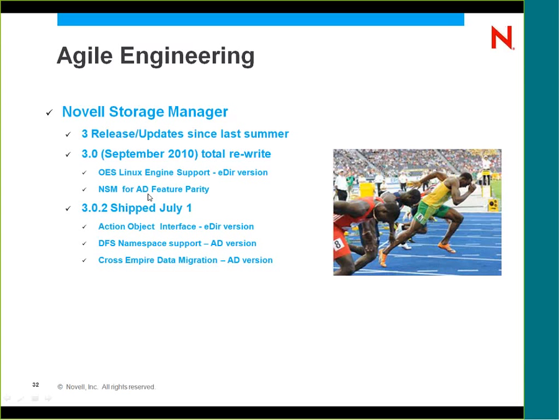Now, in July of this year, we just shipped version 3.02. We added the Action Object Interface. The Action Object Interface, for those that are familiar with it, was included in 2.5, but it did not make the 3.0 release. So we've actually provided an update to those customers before now that were upgrading from 2.5, but it officially shipped with the eDirectory version in July of this year.